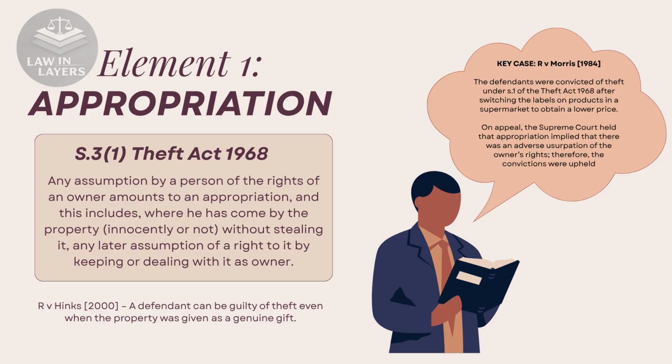Importantly, this can also occur where someone initially obtains property innocently but later decides to keep or use it as their own. This was shown in R v Morris, where the defendant switched price labels in a supermarket to pay less. The Supreme Court held that appropriation involves an assumption of the owner's rights, even if only one of those rights is exercised. The conviction was upheld.